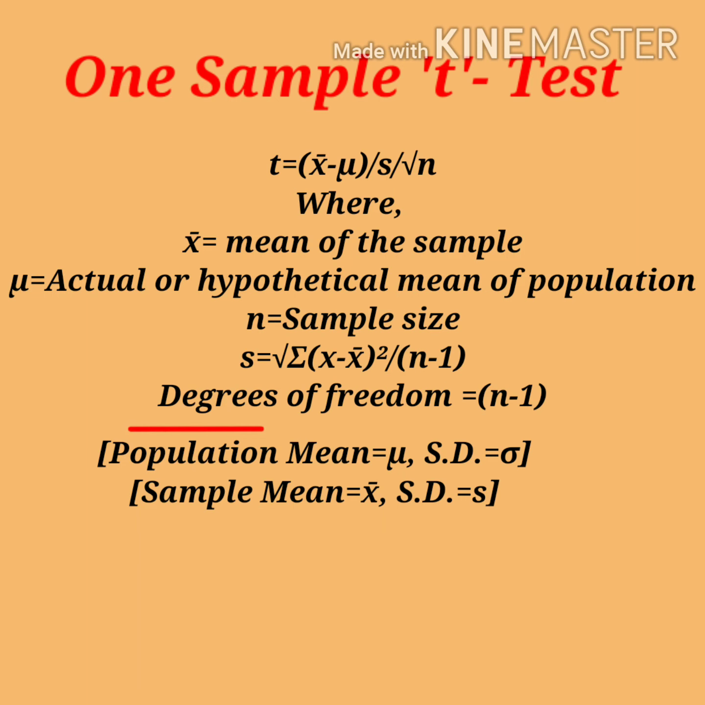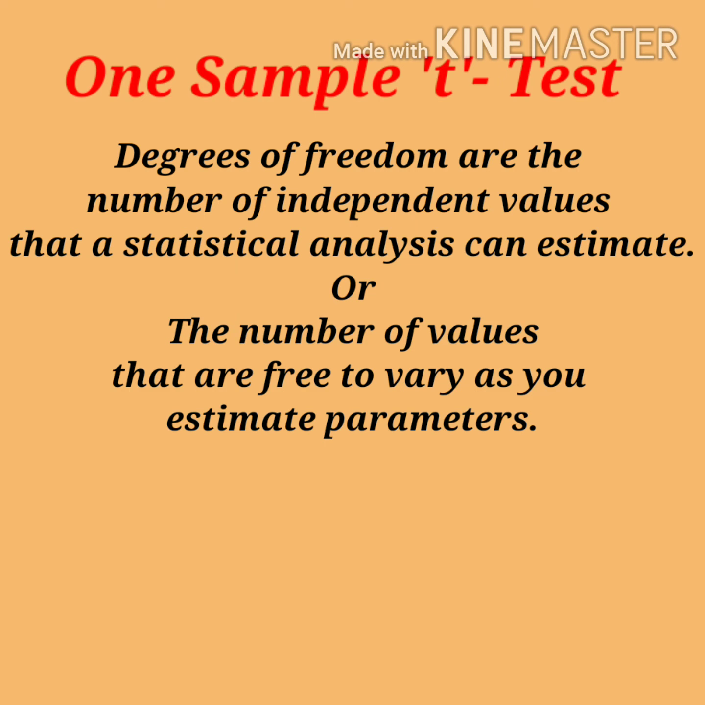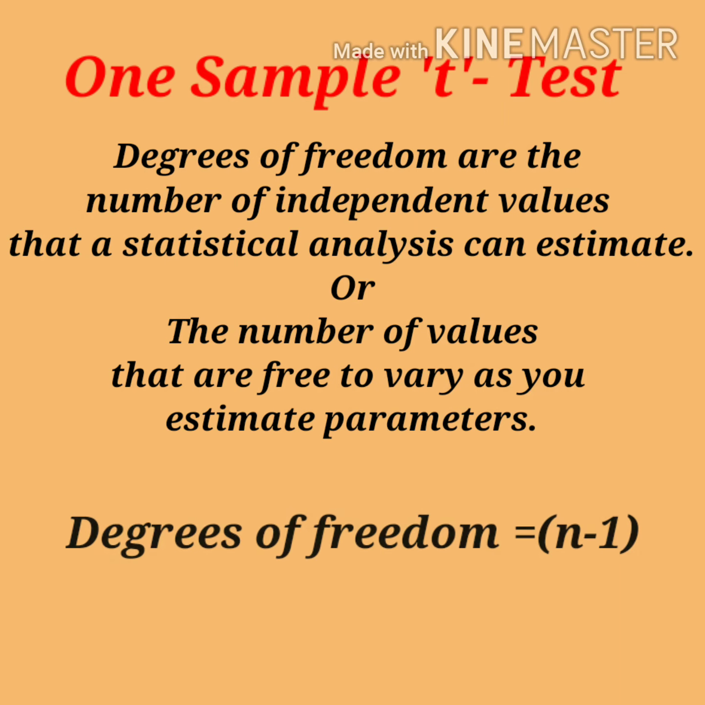Now the degrees of freedom. Degrees of freedom, here it is n minus 1. Now what is degrees of freedom? Degrees of freedom are the number of independent values that a statistical analysis can estimate. You can also think of it as the number of values that are free to vary as you estimate the parameters. So typically we can say the degrees of freedom is equal to the sample size minus the number of parameters we need to calculate during our analysis. Clear? Okay, let's do some math of this type.